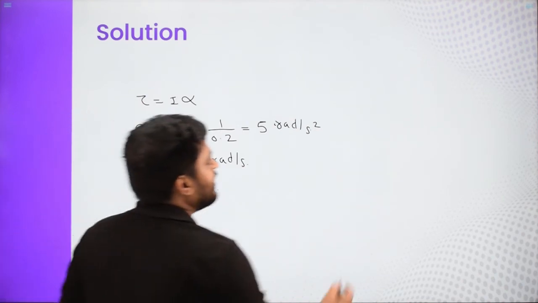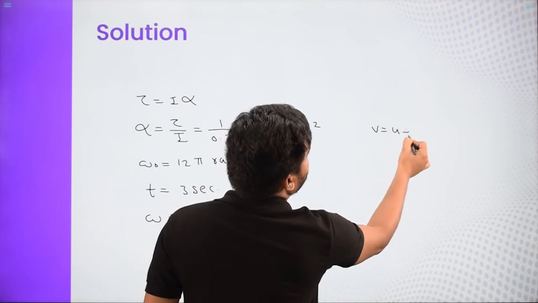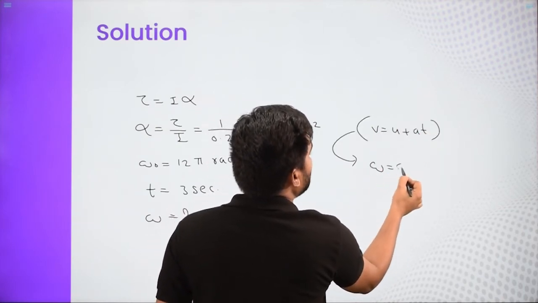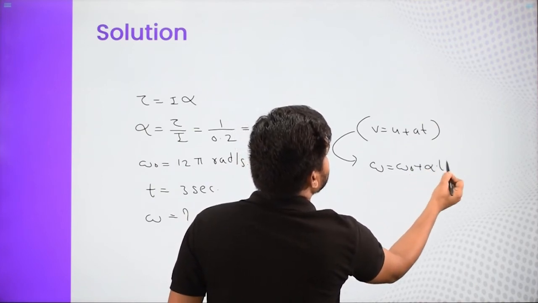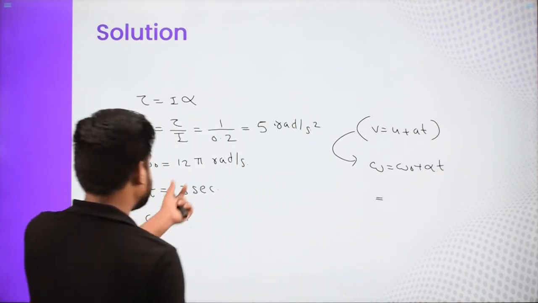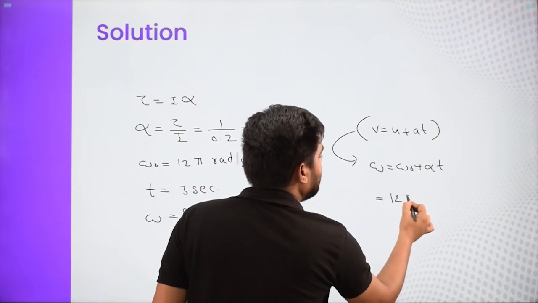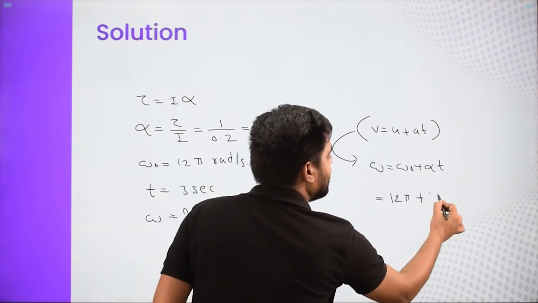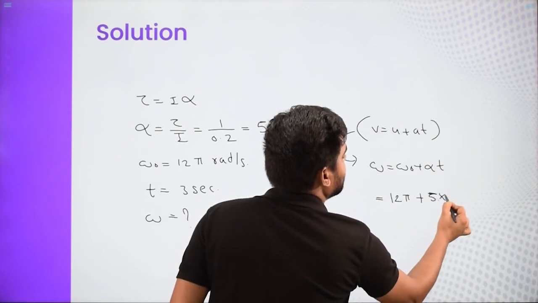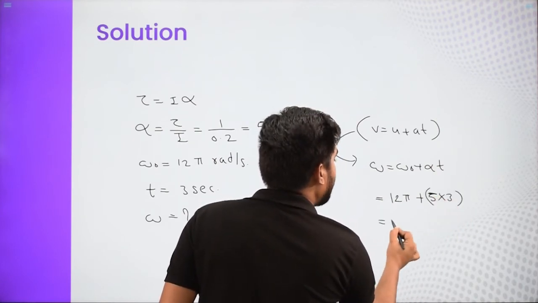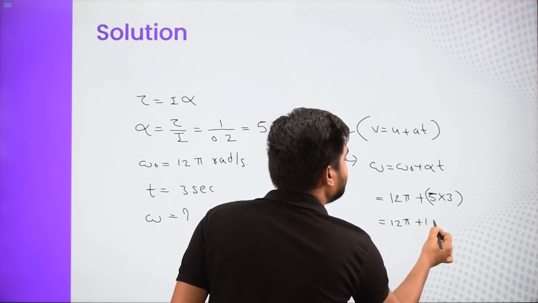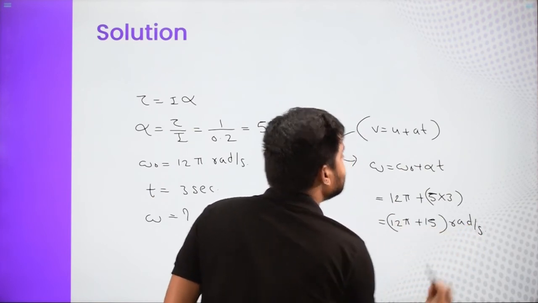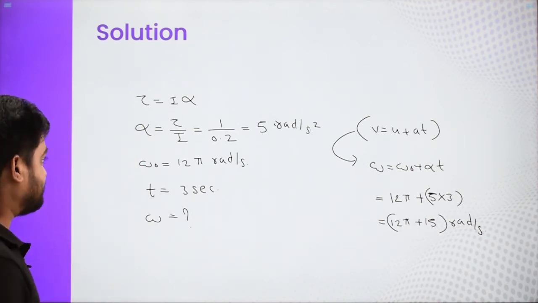So we can apply this equation, v is equal to u plus at. Its rotational analog is omega is equal to omega naught plus alpha t. So omega is equal to omega naught, which is 12 pi, plus alpha, 5, and t is 3. So we get 12 pi plus 15 radian per second. This is the final answer what we get.